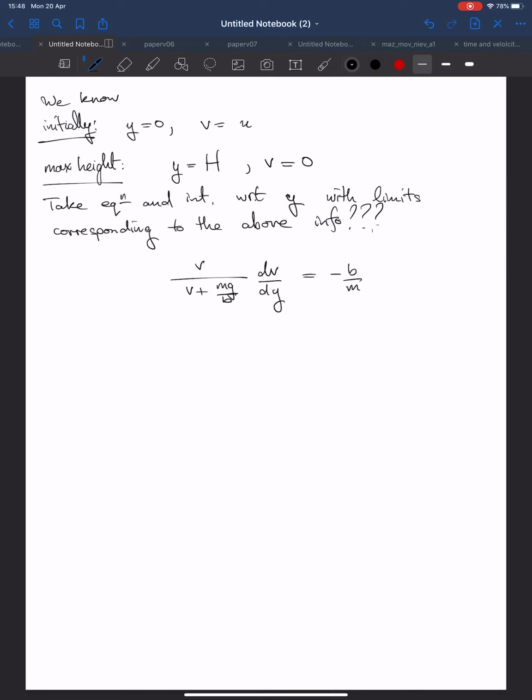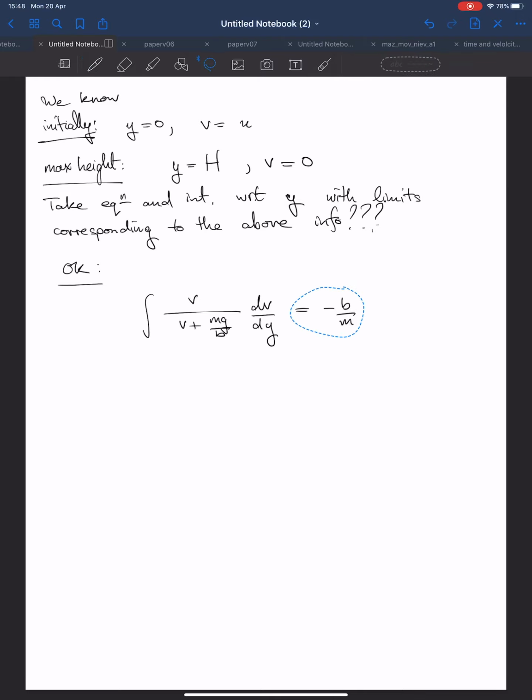Okay, and this we can do. So what happens is I'll integrate both sides with respect to y, dy. This is just a constant, so I basically have this. I can take the constant outside, this on the left hand.